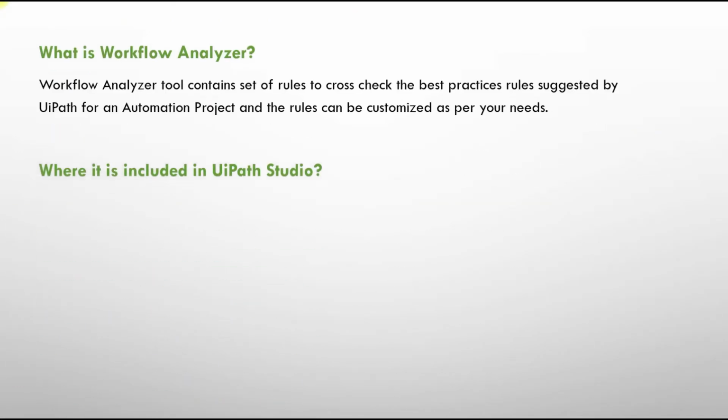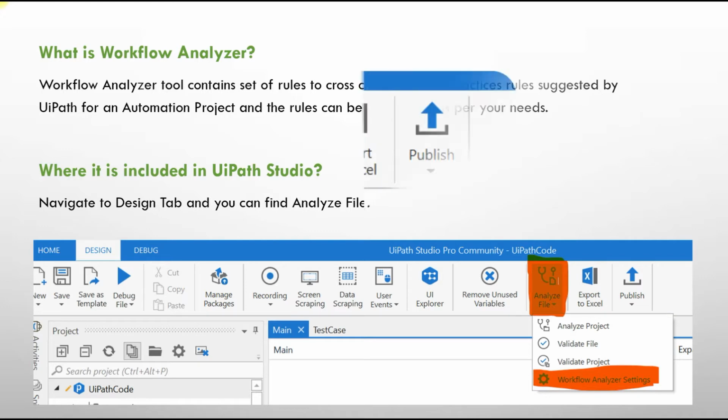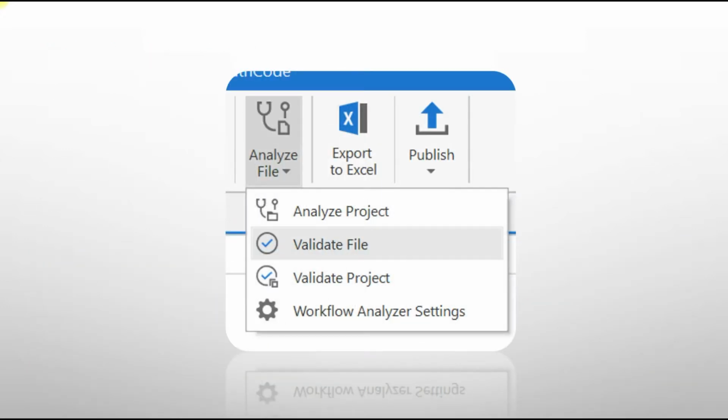Okay, where is this Workflow Analyzer included in UiPath Studio? Just navigate to the Design tab and you can find the Analyze File. I have just cropped this Analyze File so that you can see what all the options are listed there. When you click on the down arrow in Analyze File, you can see Analyze Project, Validate File, Validate Project, and Workflow Analyzer Settings. Validate File and Validate Project are used to find out if there are any validation errors in your project, so we are not going to concentrate on that. We are going to see Analyze File, Analyze Project and Workflow Analyzer Settings.